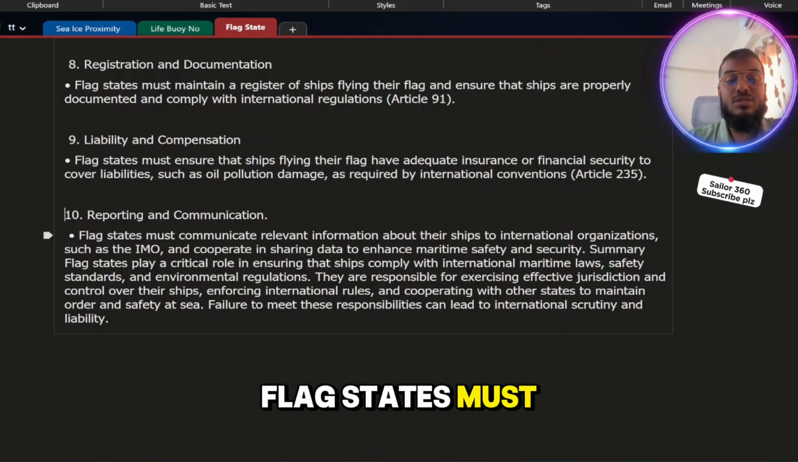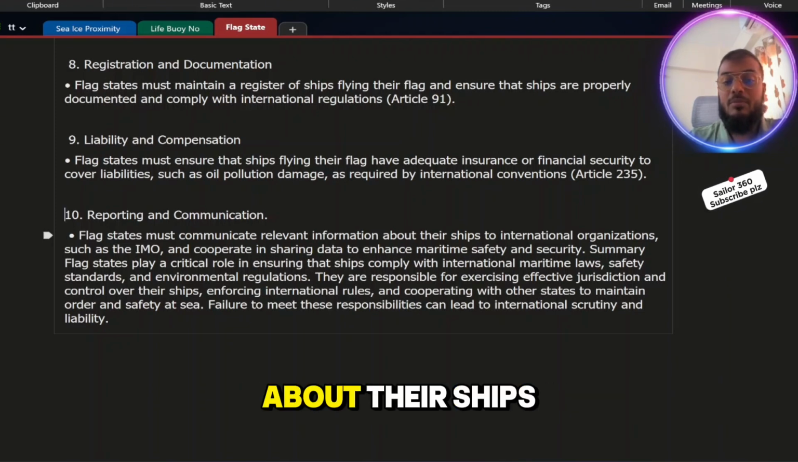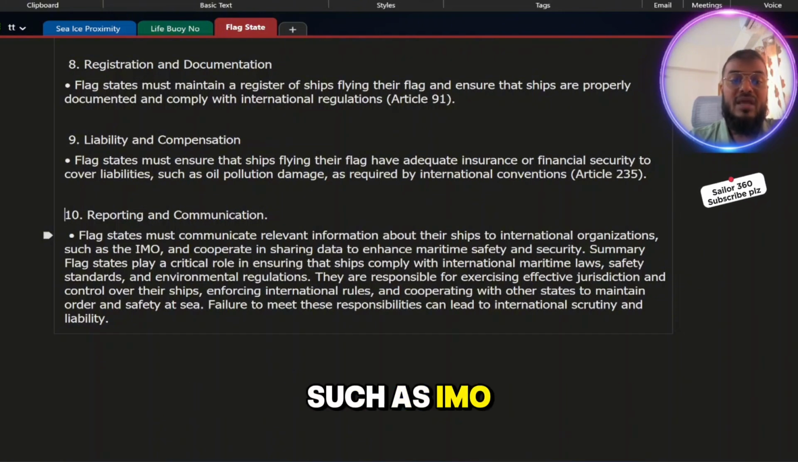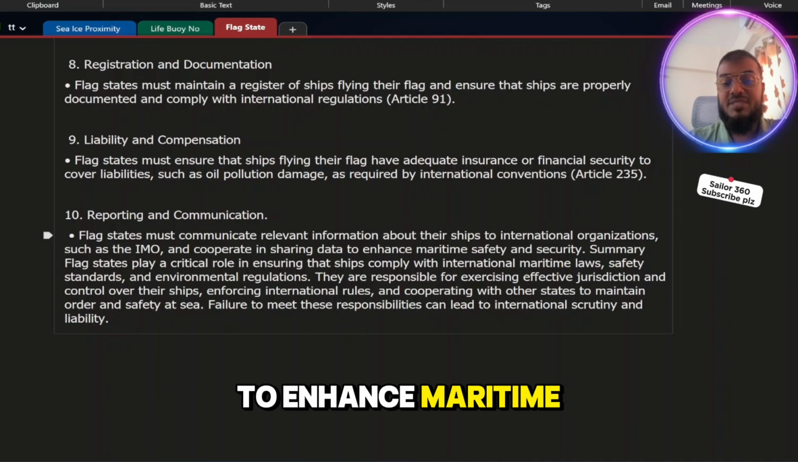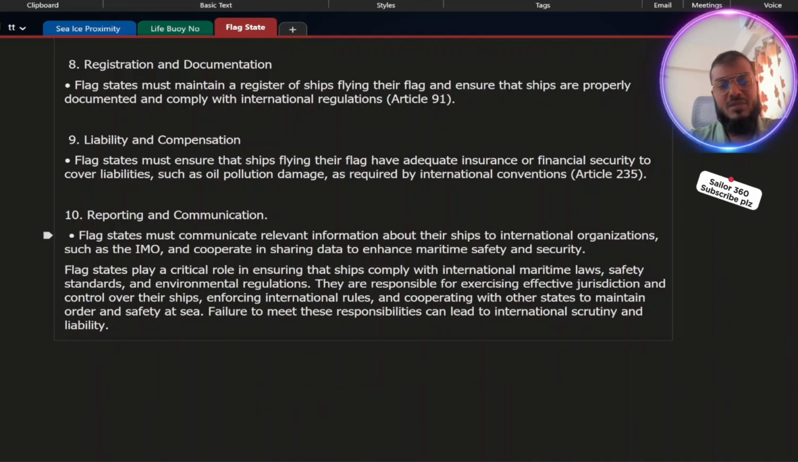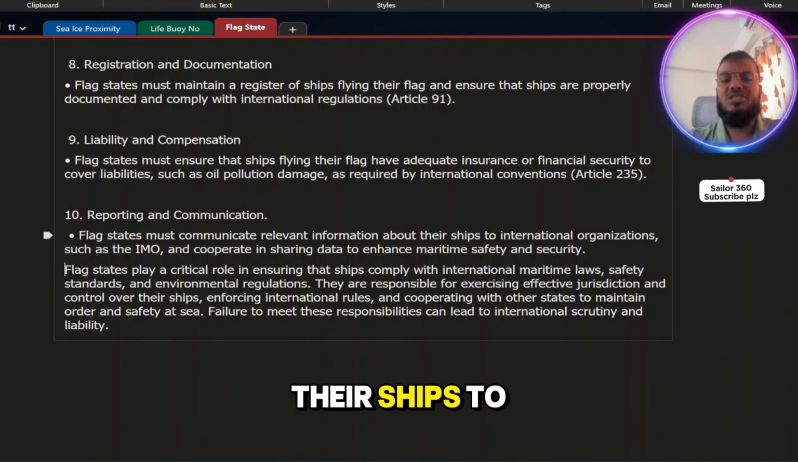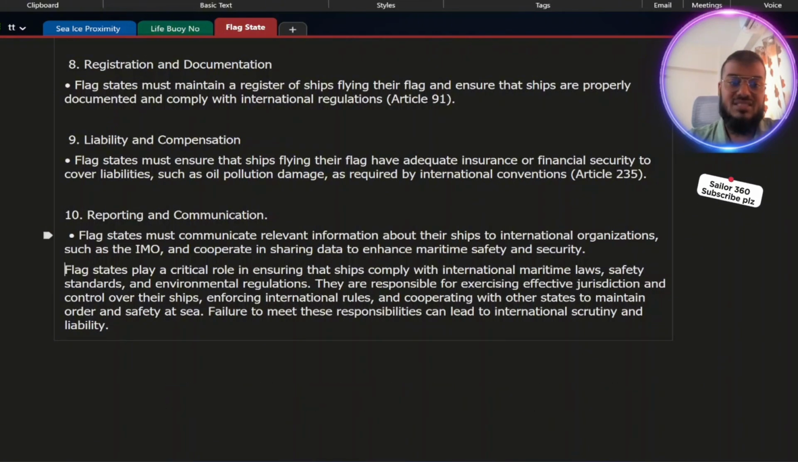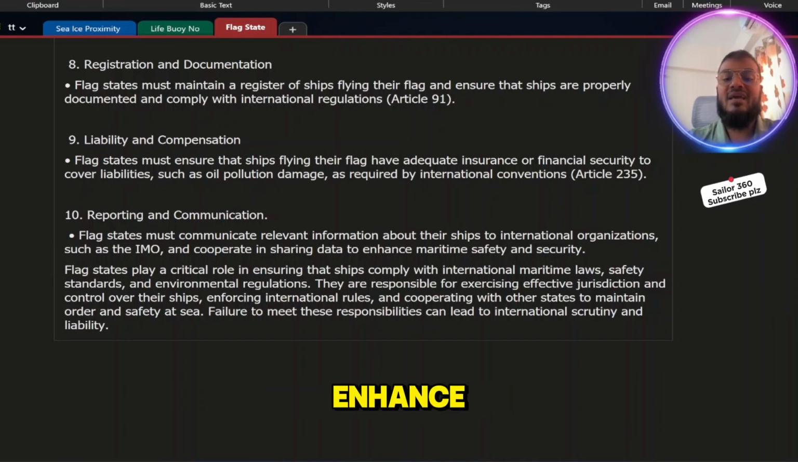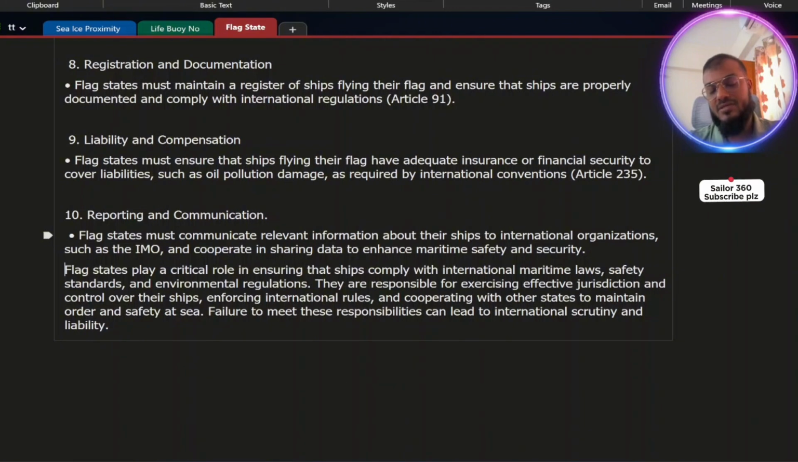Flag states must communicate relevant information about their ships to international organizations such as the IMO and cooperate in sharing data to enhance maritime safety and security. Last one, number 10, reporting and communication. Flag states must communicate relevant information about their ships to international organizations such as the IMO and cooperate in sharing data to enhance maritime safety and security.